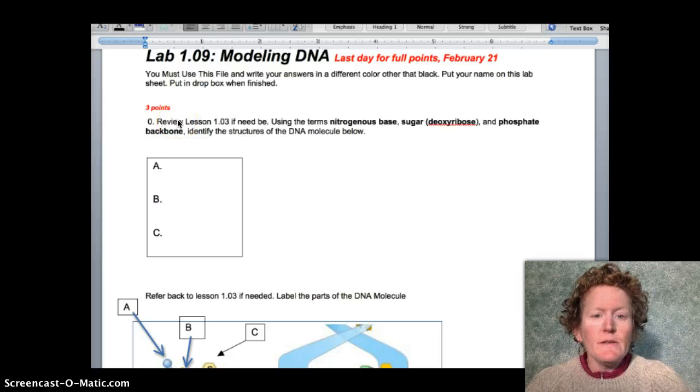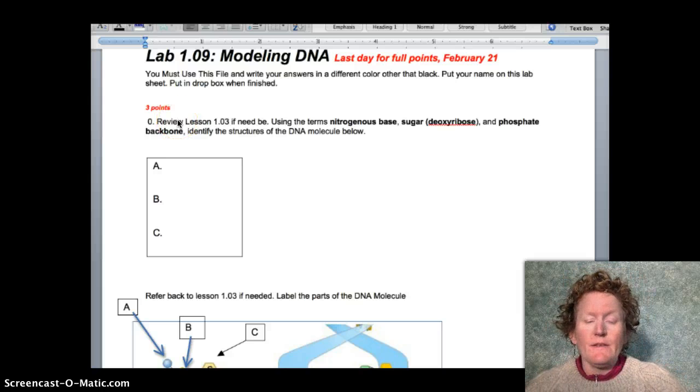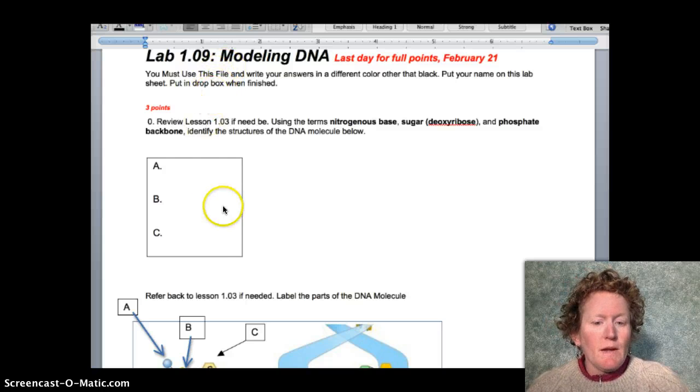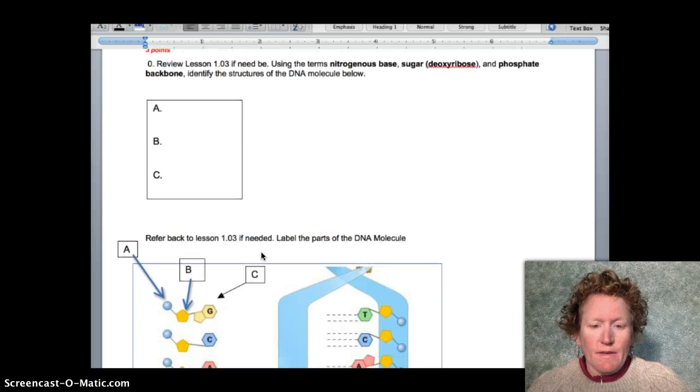If your lab sheet doesn't look like this, you need to look in doc sharing. That's the gray bar in the upper right-hand corner. You should be looking at a lab sheet that looks like this.